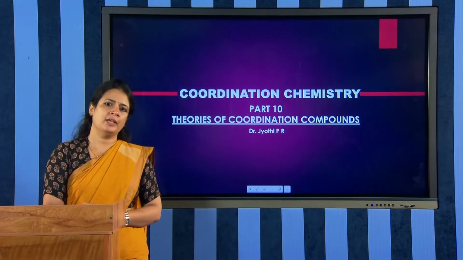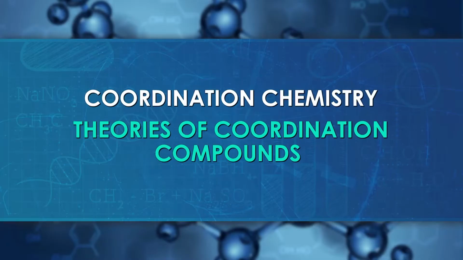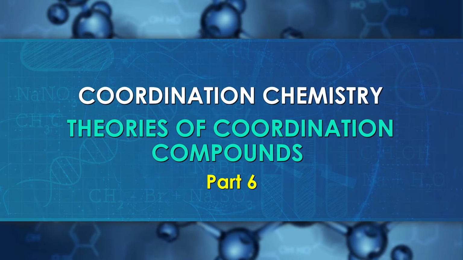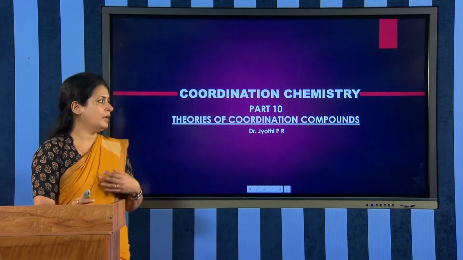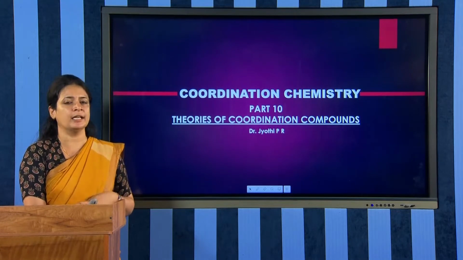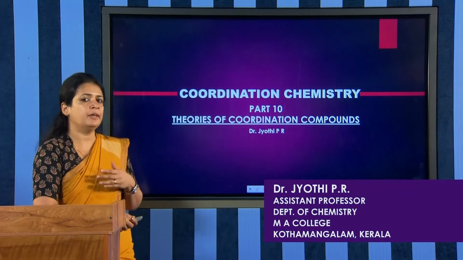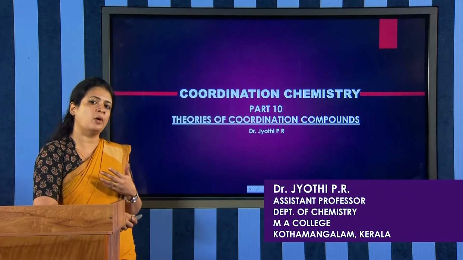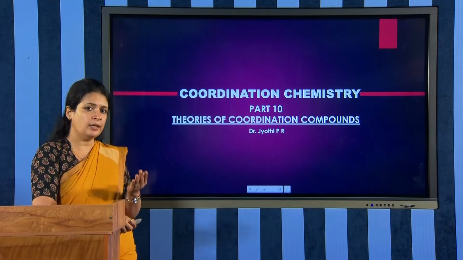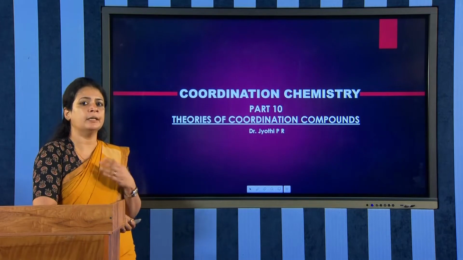In this module, we are dealing with the last part of theories of coordination compounds. Here, we are dealing mainly with the last two theories, that is ligand field theory and molecular orbital theory. Before that, we have to discuss some of the merits and demerits of the previous theory, that is crystal field theory. What are the merits and demerits?